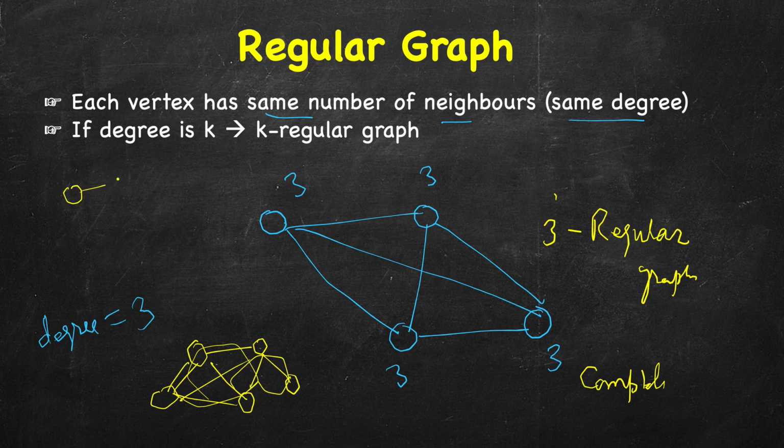This can be a cycle as well. Let's say this is a cycle. So this is not a complete graph. All the edges are not present, but still it's a regular graph since it has a degree of 2, 2, 2, 2, and it's a 2-regular graph. So I hope a regular graph is clear here.